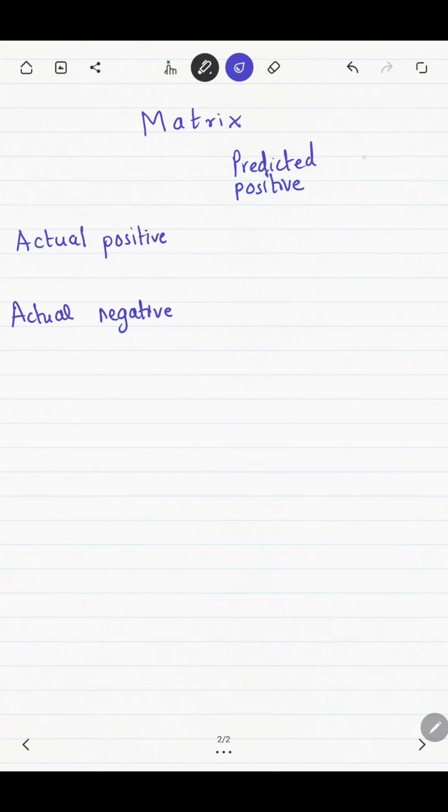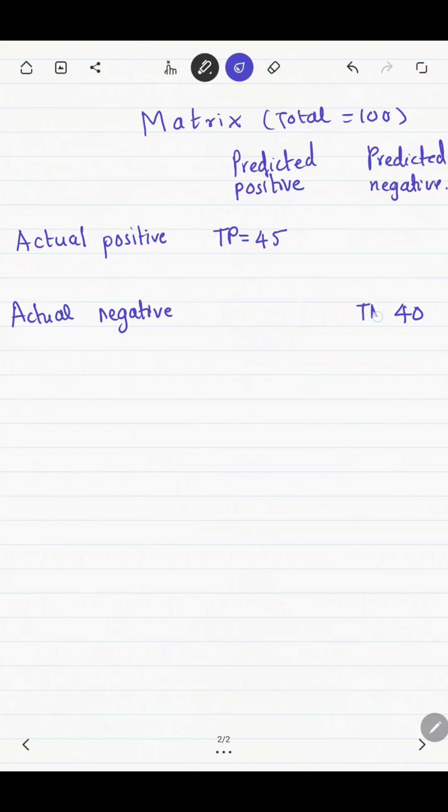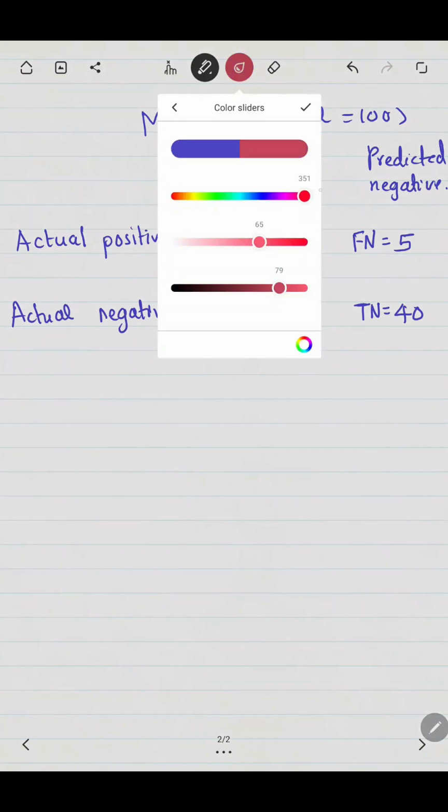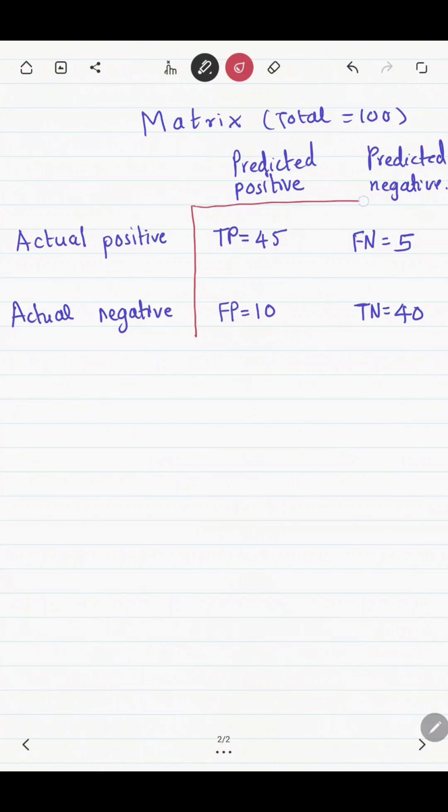So let's say there are 100 patients, and out of those 100 patients, 45 were correctly predicted as having the disease and 40 were correctly predicted as not having the disease. So those are true positives and true negatives. There are 5 patients who actually had the disease, but the model missed them. So they were falsely predicted as negative. So those are false negatives. And there are 10 patients who did not have the disease, but who were falsely labeled as having the disease. So they are false positives, falsely labeled as positives.